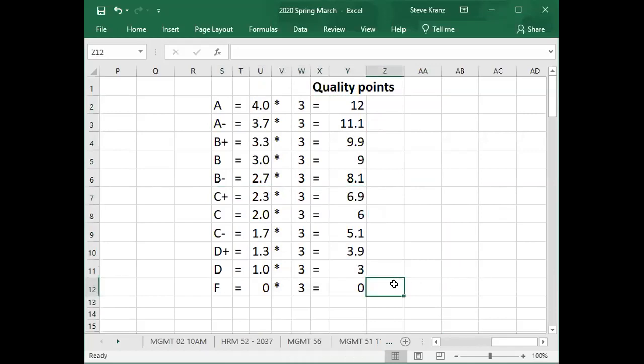So every one of your courses counts. Every one of your courses will give you not only the grade for that course, but also a certain number of quality points.